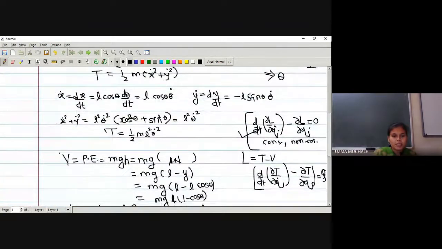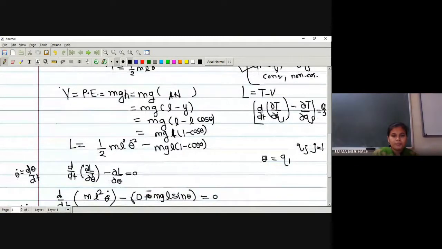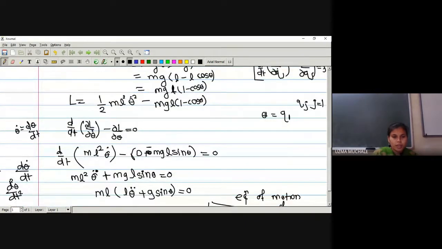What is L? L is nothing but T minus V. So just substitute the value of kinetic energy and potential energy. Then go to our equation. What is our equation? Lagrange's equation of motion in case of conservative system is d by dt of dou L by dou theta dot minus dou L by dou theta is equal to 0.